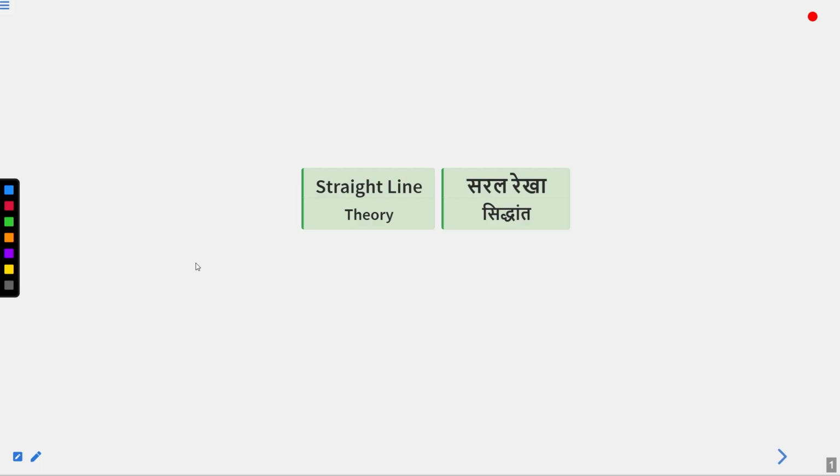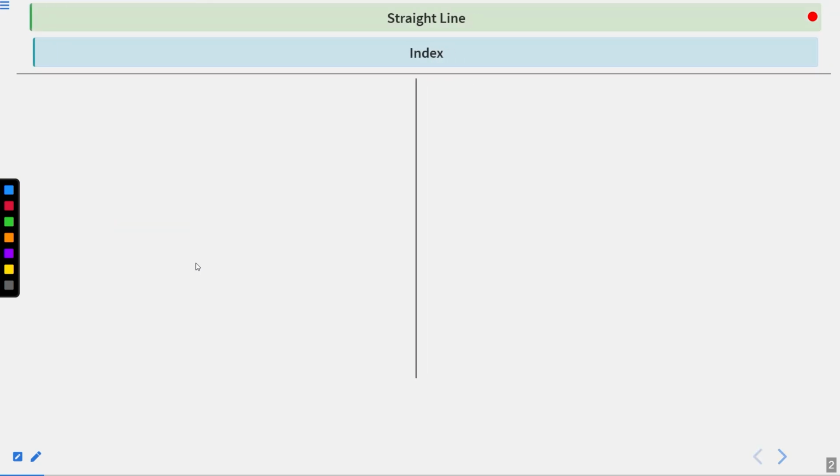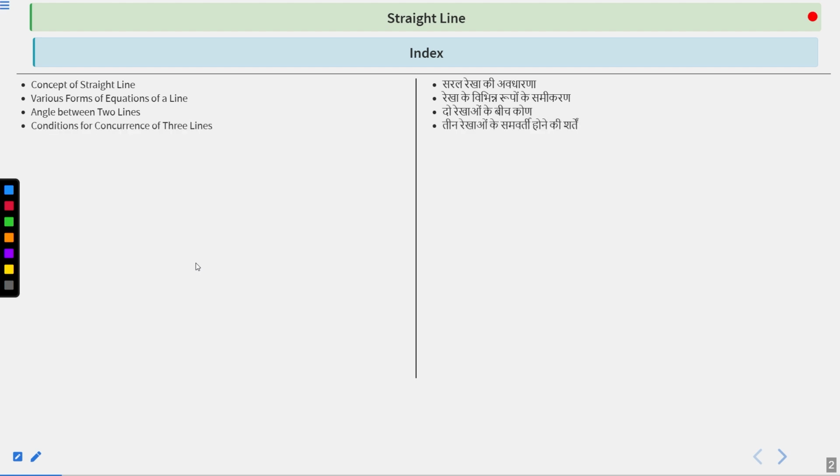So in today's lecture, we will study the theory portion of straight lines. In this class, we will first start with the concept of a straight line. After that, we will move to the various forms of equations of a line. After that, we will discuss that if we have two lines, then we have to calculate the angle between two lines. After that, we will discuss the conditions for the concurrence of the three lines, right?